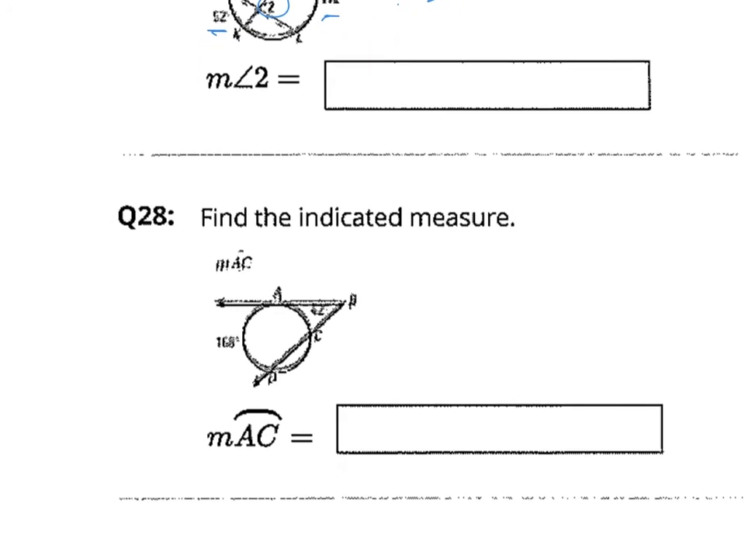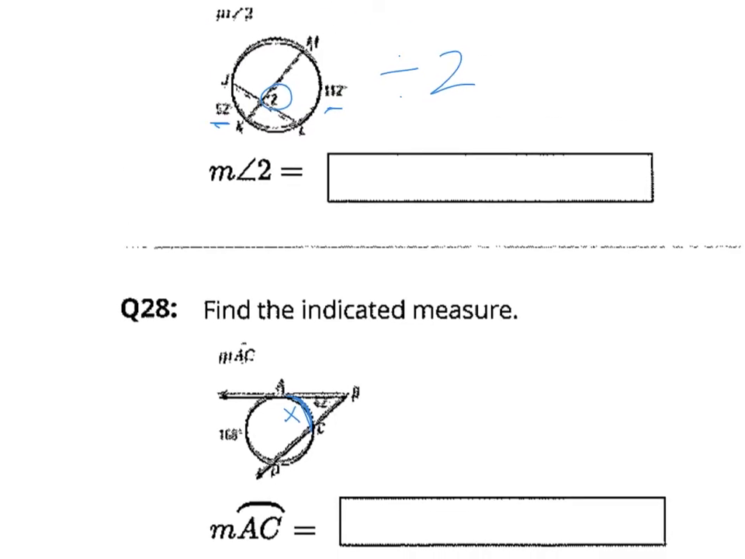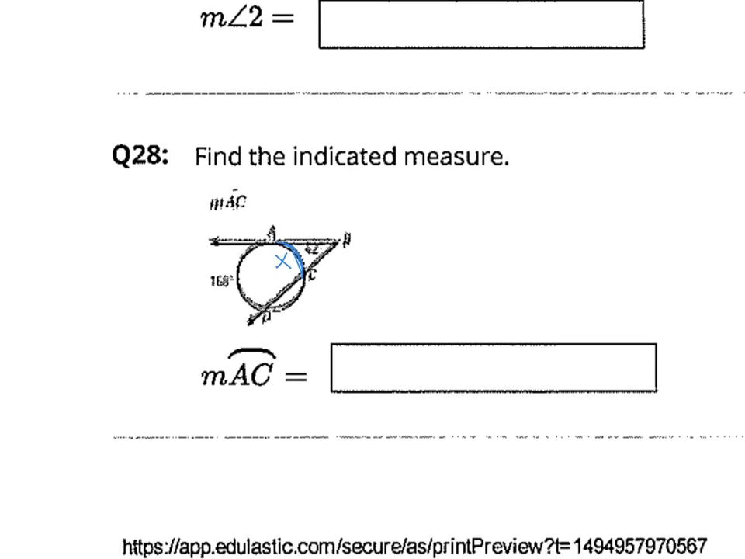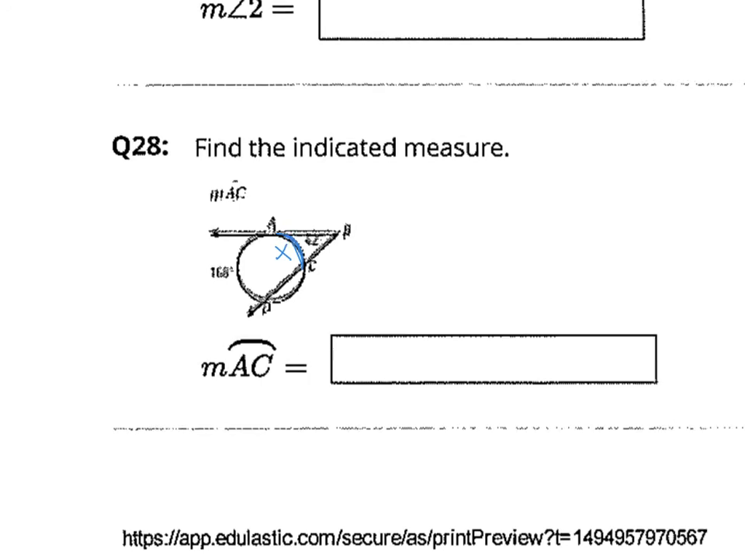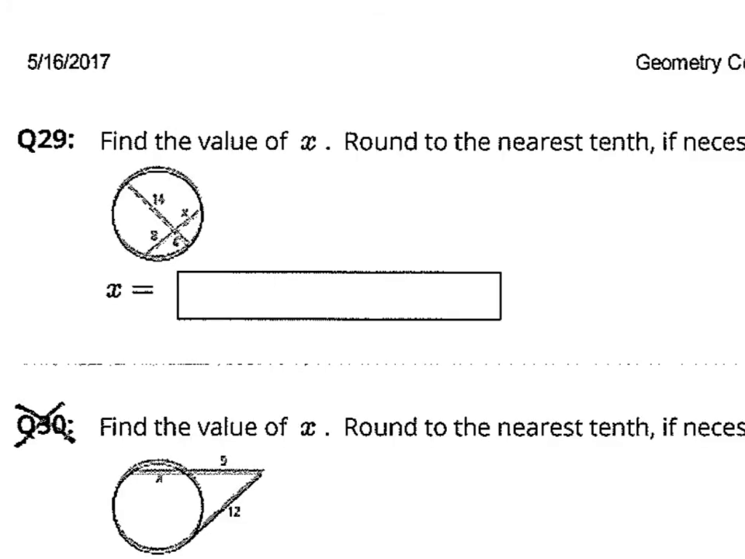Number 28, we want to figure out what the arc is. So if we add them together and divide by 2 like up above, we're going to do the exact same thing here. Just add these two and divide by 2.